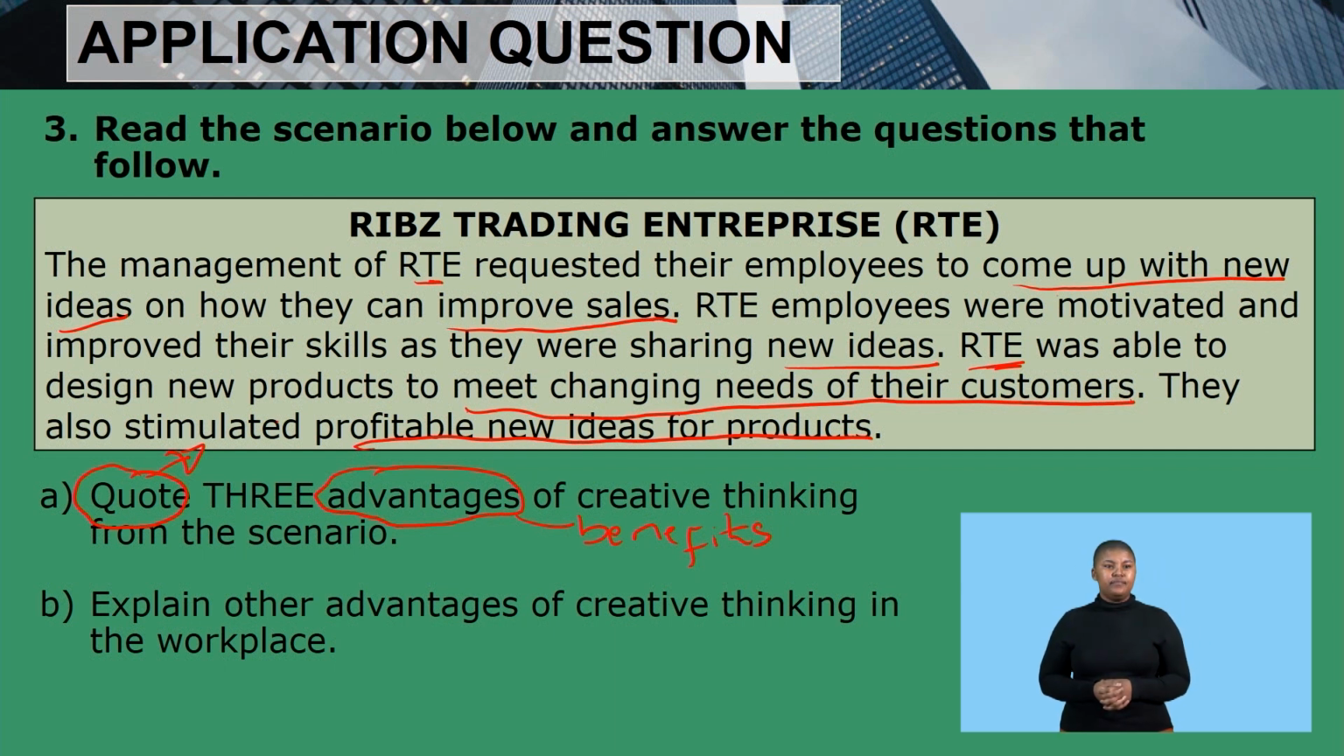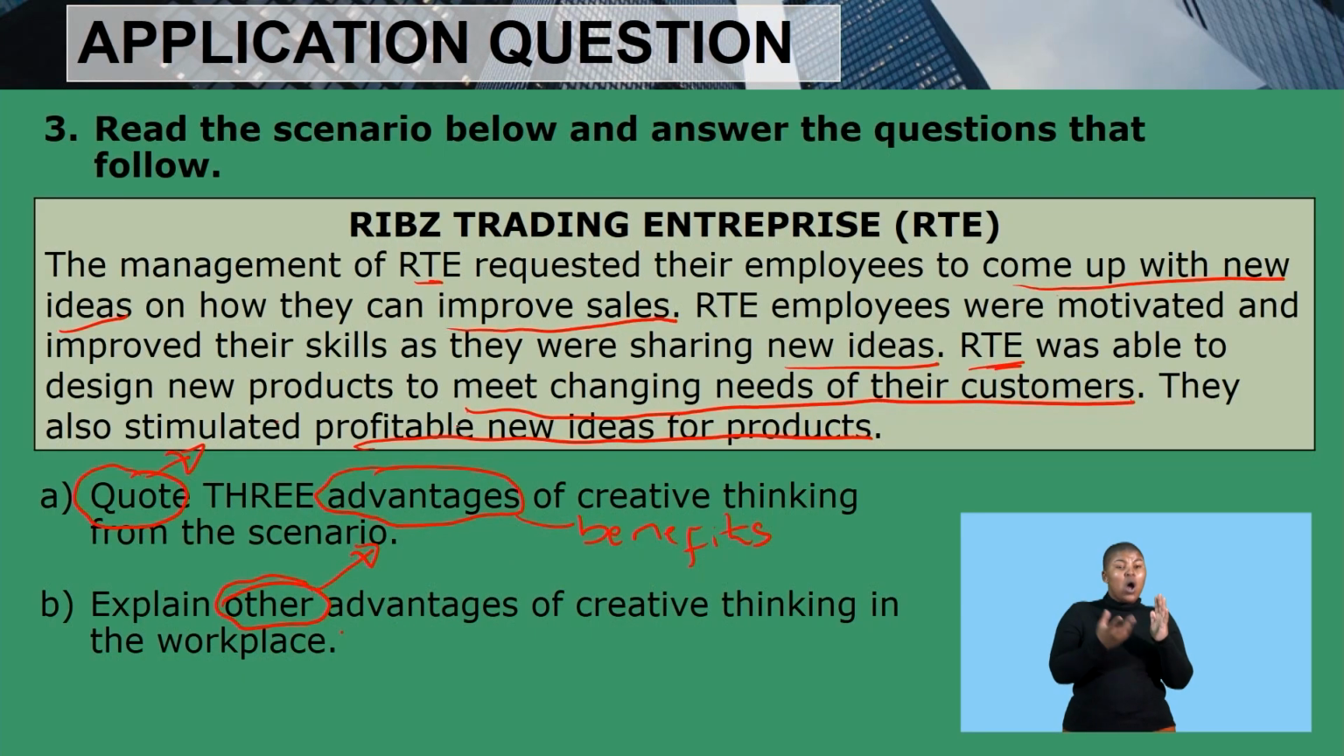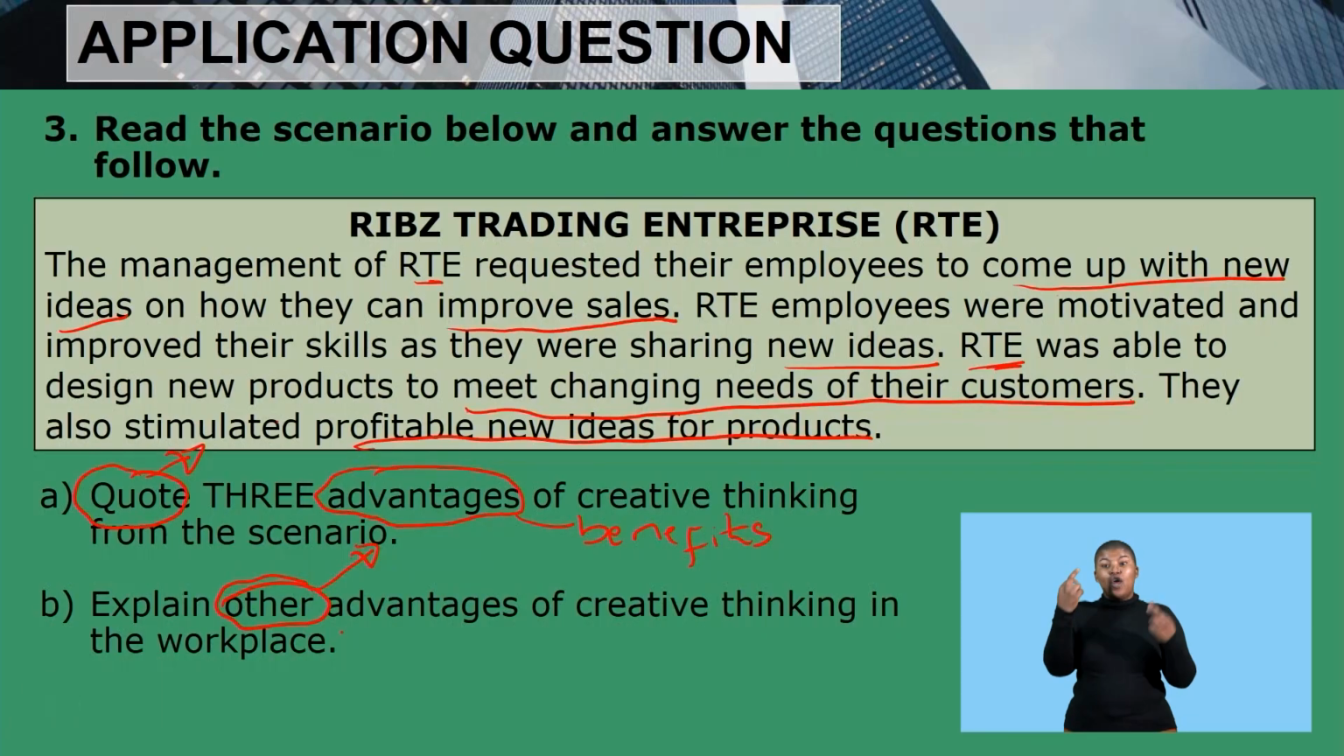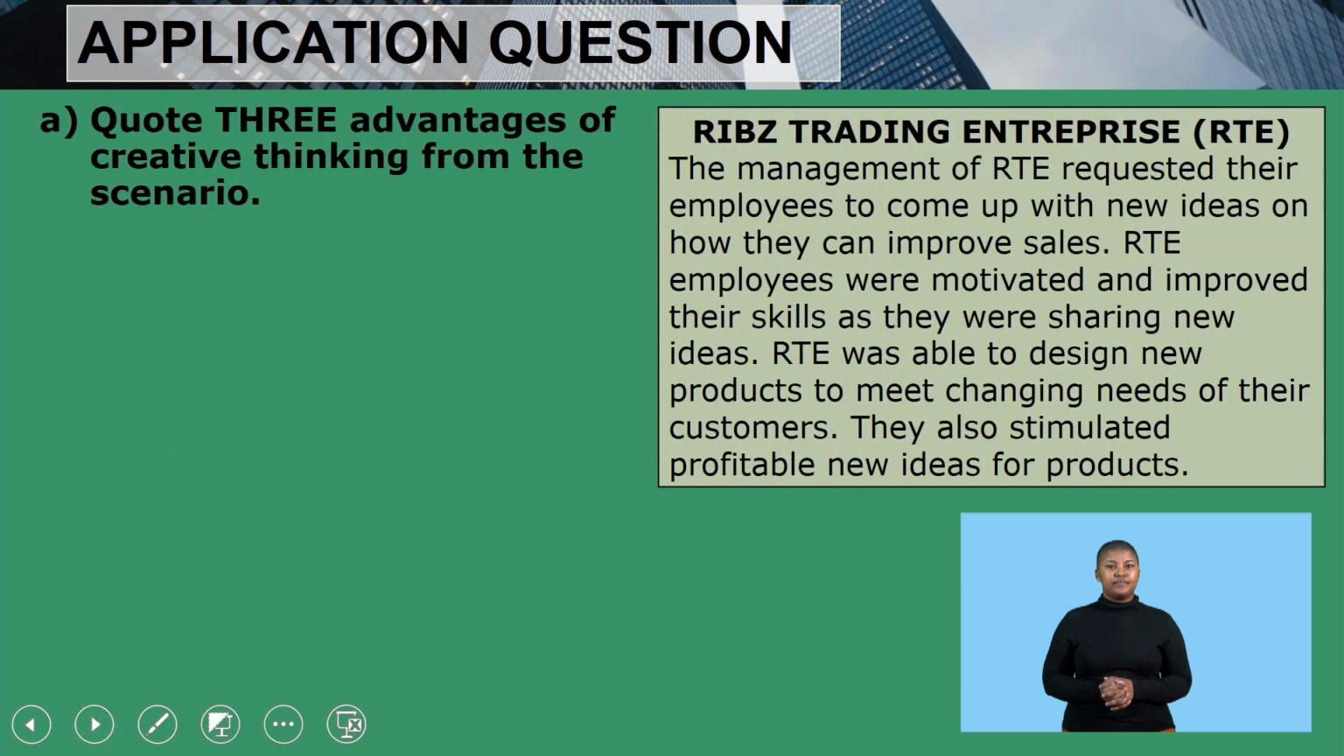The second question says, explain other advantages of creative thinking in the workplace. Now, the key word is other. When they say other, what do they mean? They mean other than the 3 that you've quoted, besides the 3 that you've quoted above. So you need to mention other ones that were not mentioned in the scenario. Should you mention the ones that were in the scenario, then it's no longer other. It's the same, and which makes your answers to be incorrect. I hope you understand. Right, let's move on now.